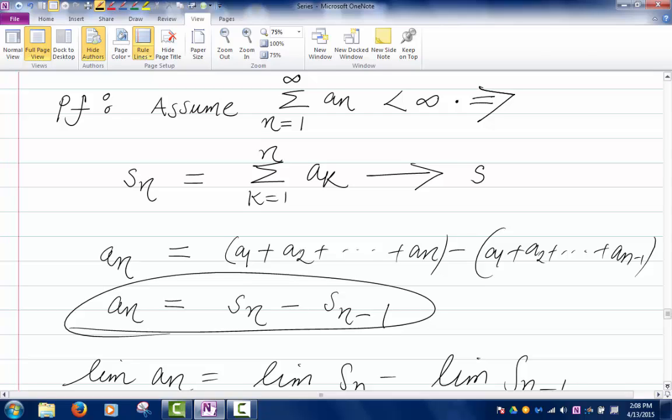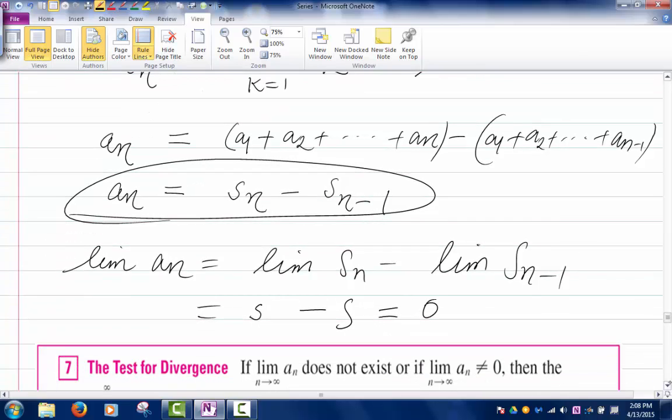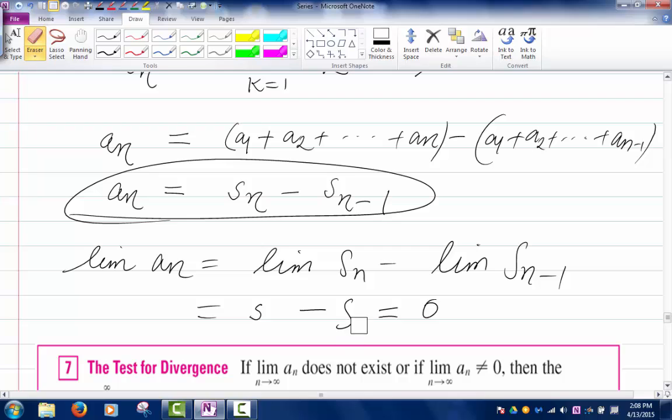Now let's think about the limit. I want to show the limit of an is 0. The limit of an is the same as the limit of Sn minus the limit of Sn minus 1. We assumed the limit of Sn is S. If the limit of Sn is S, then what's the limit of Sn minus 1? Anybody?